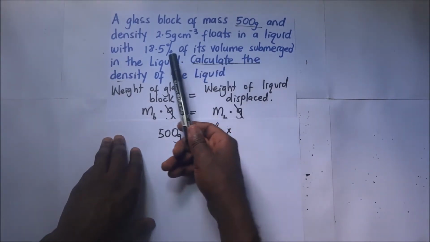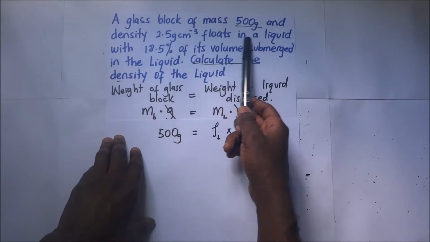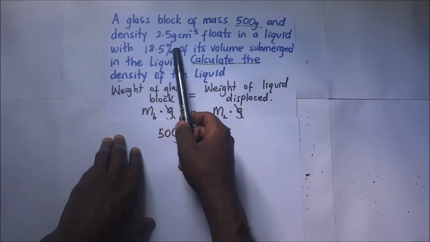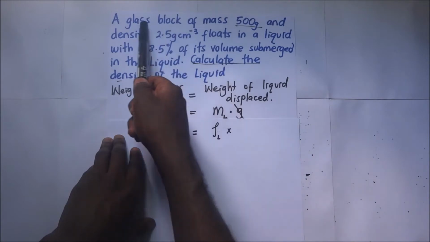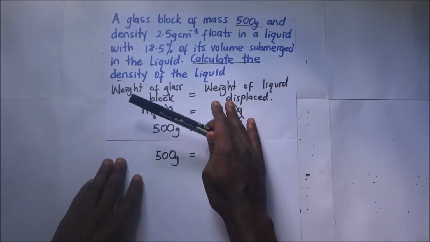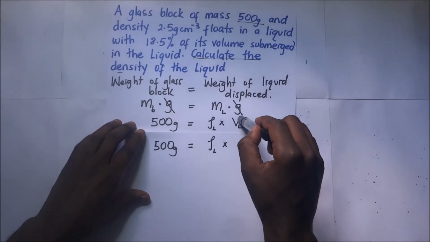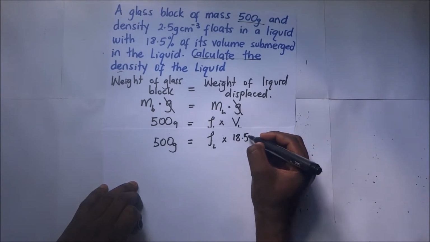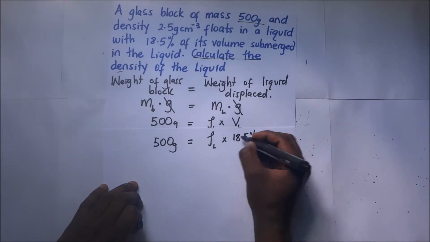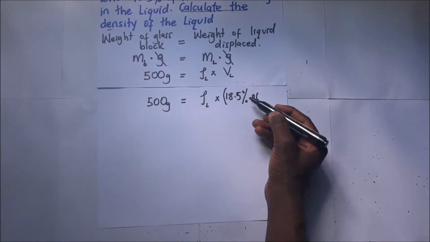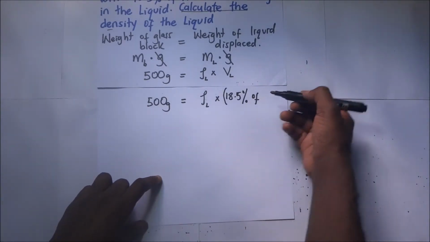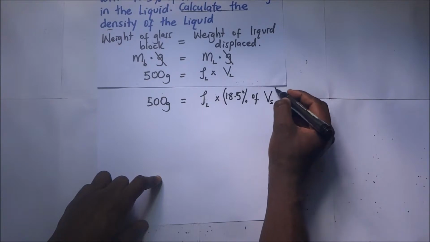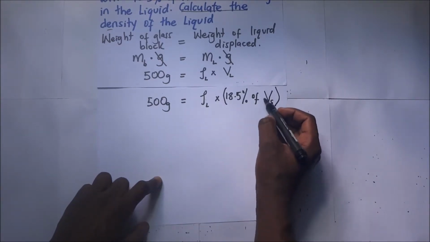And according to the question, we are told that 18.5% of its volume was submerged in the liquid. So 18.5% of the volume of this glass block was what was submerged. So it means that the volume of the liquid that was displaced is equivalent to 18.5% of the volume of the solid that actually got submerged, let me call it the volume of the solid. So now, what is the volume of the solid?